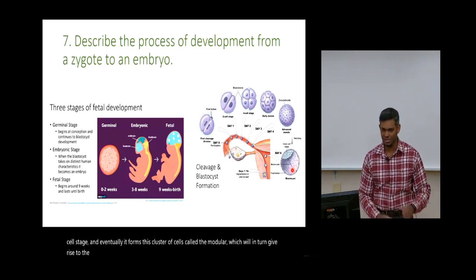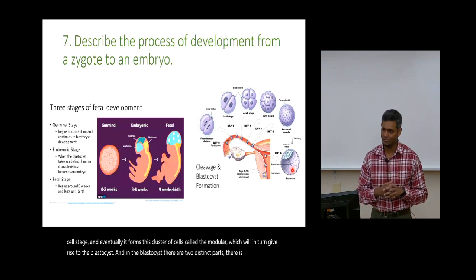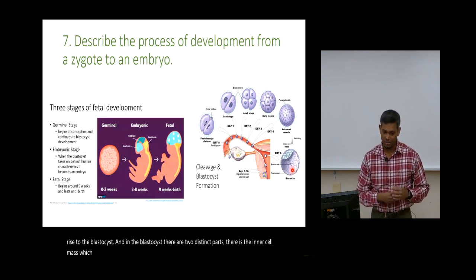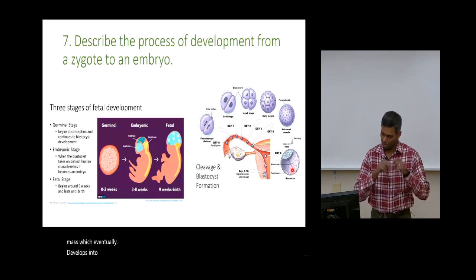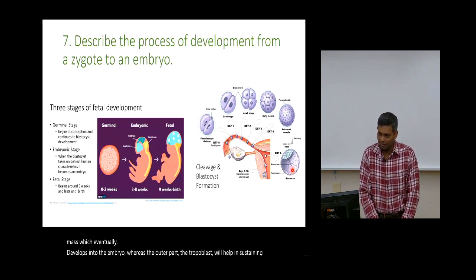And in the blastocyst, there are 2 distinct parts. There is the inner cell mass, which eventually develops into the embryo, whereas the outer part, the trophoblast, will help in sustaining the development of the embryo.